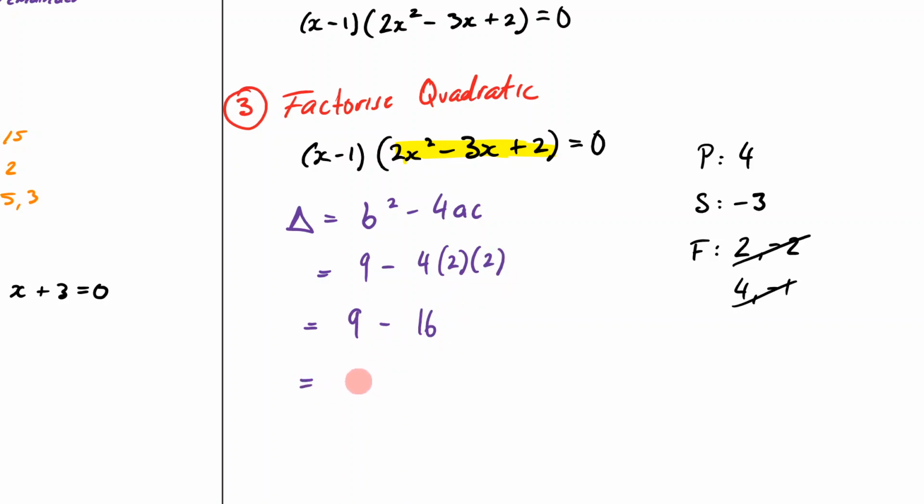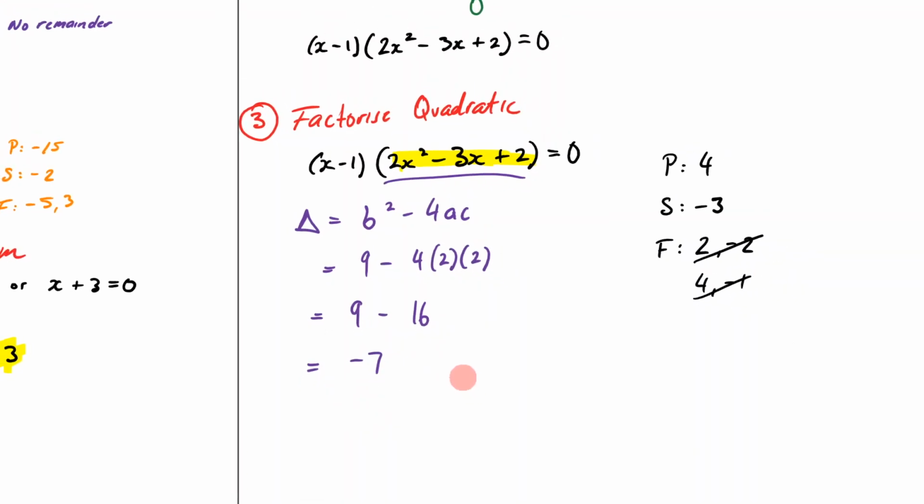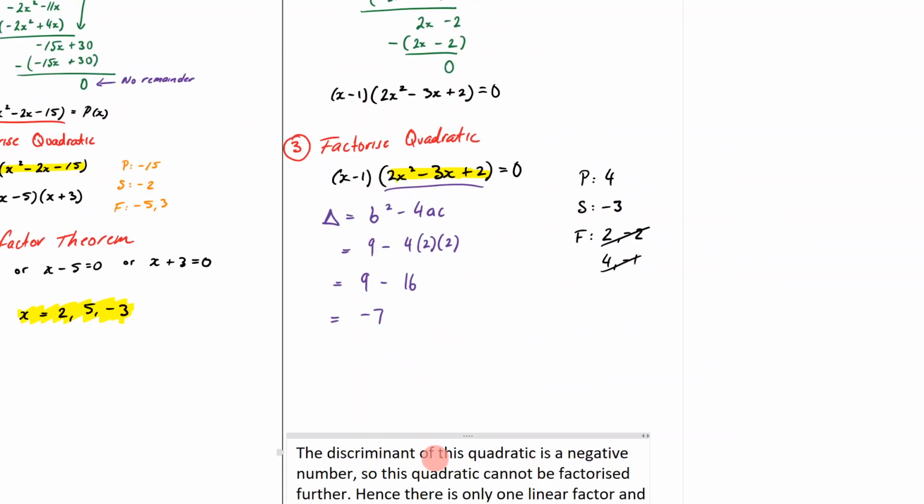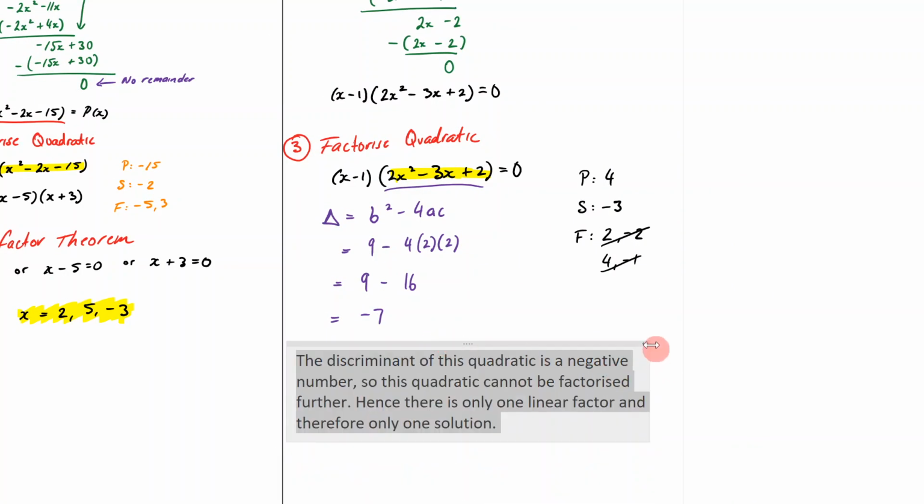And then look at this. This is going to be -7. So what that means is this right here can't be factorized. And we've proved that with our discriminant. And here's something that I've written up. Actually, let me not lie. This is taken straight from the textbook.